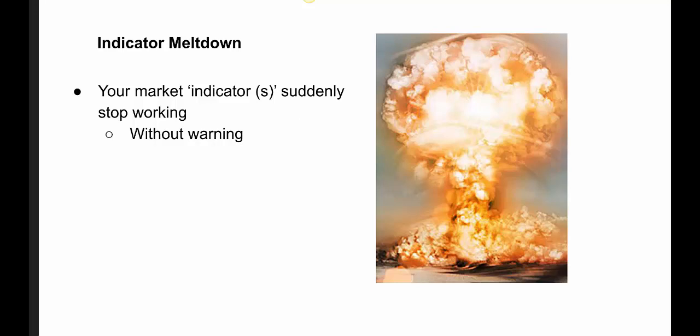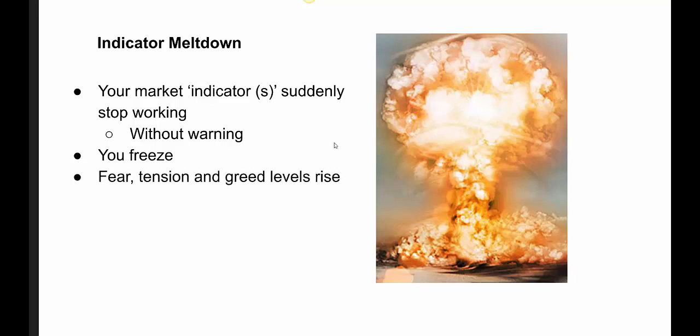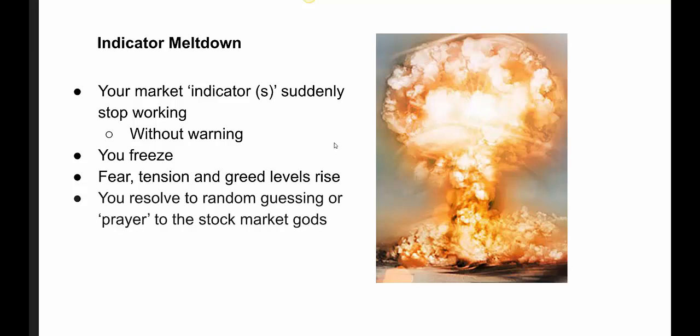Now, logically, what follows, and again, you guys can probably relate to this, first of all, you freeze, right? Human emotion. That's what our human body, our brain, is made to do: basically freeze when that happens. It's fear, and actually, believe it or not, fear and greed both kick in. These levels start to rise. And what happens in terms of your actions is you end up resorting to random guessing or maybe even prayer to the stock market gods, neither of which are really strategies that will work over time. And of course, as a result, you go on a big losing streak, right? So you guys can relate to this, right? And it stinks, doesn't it?